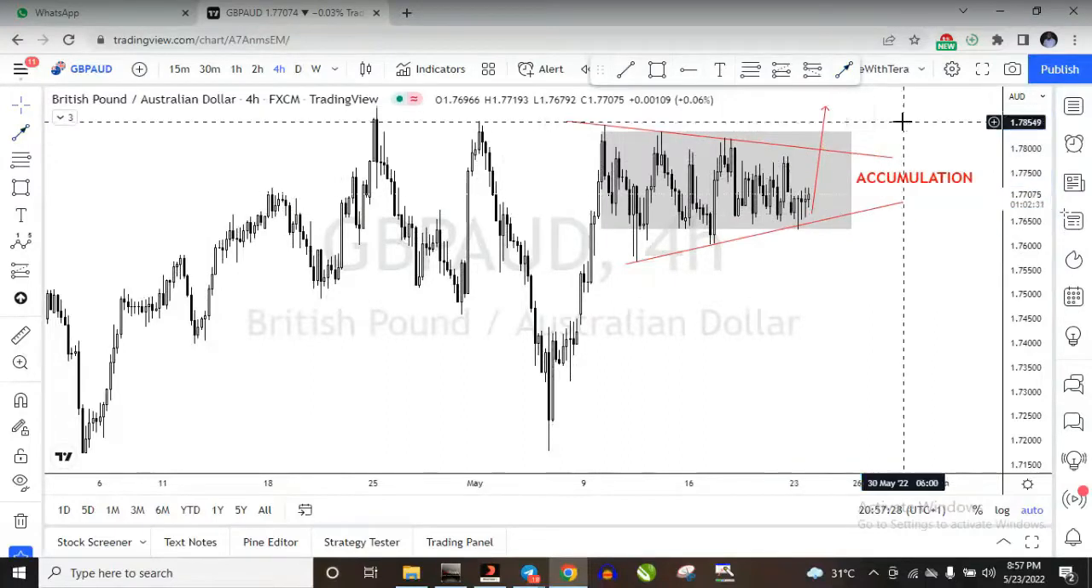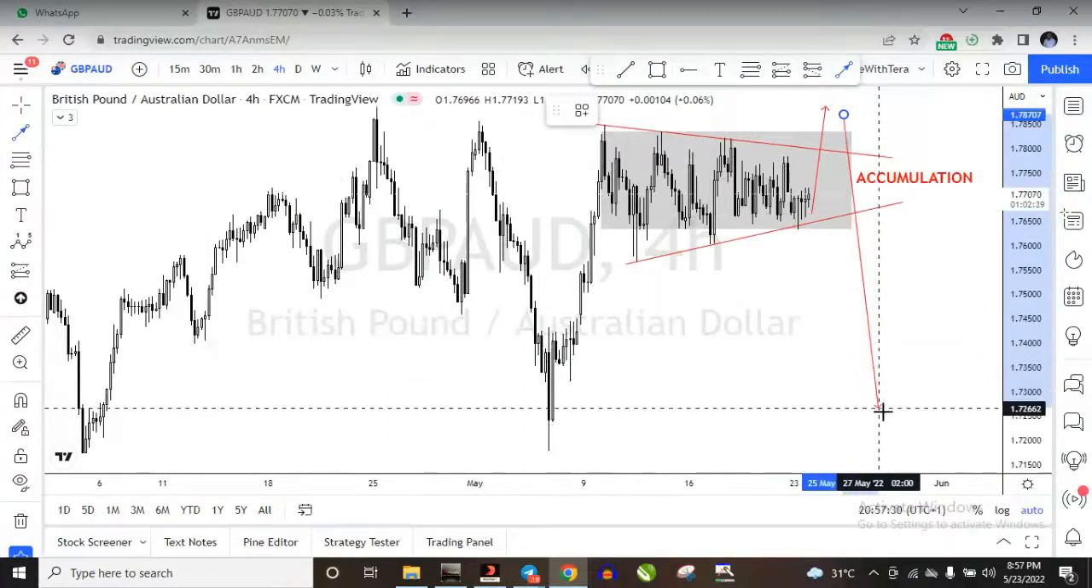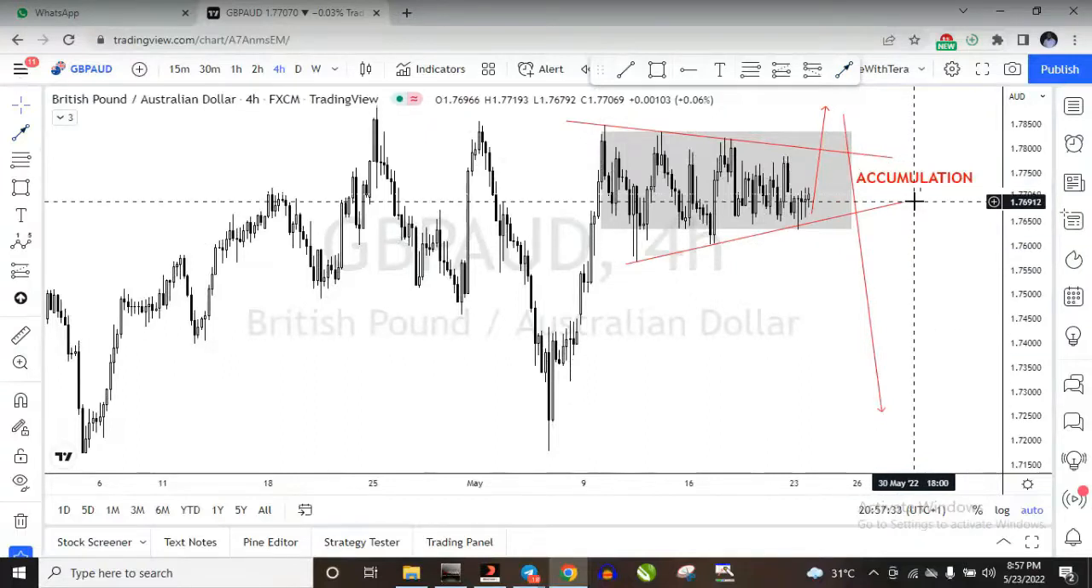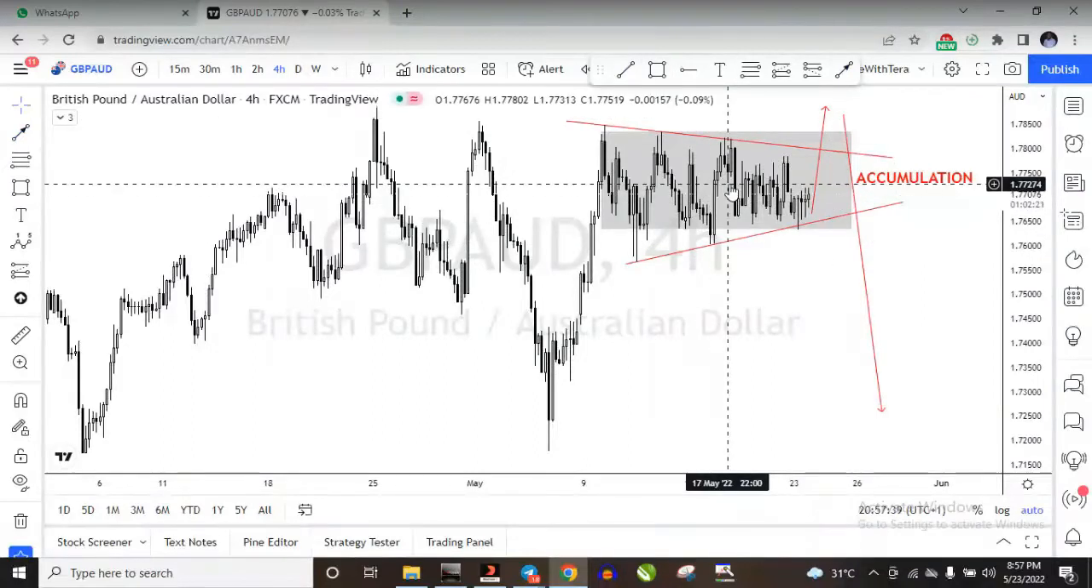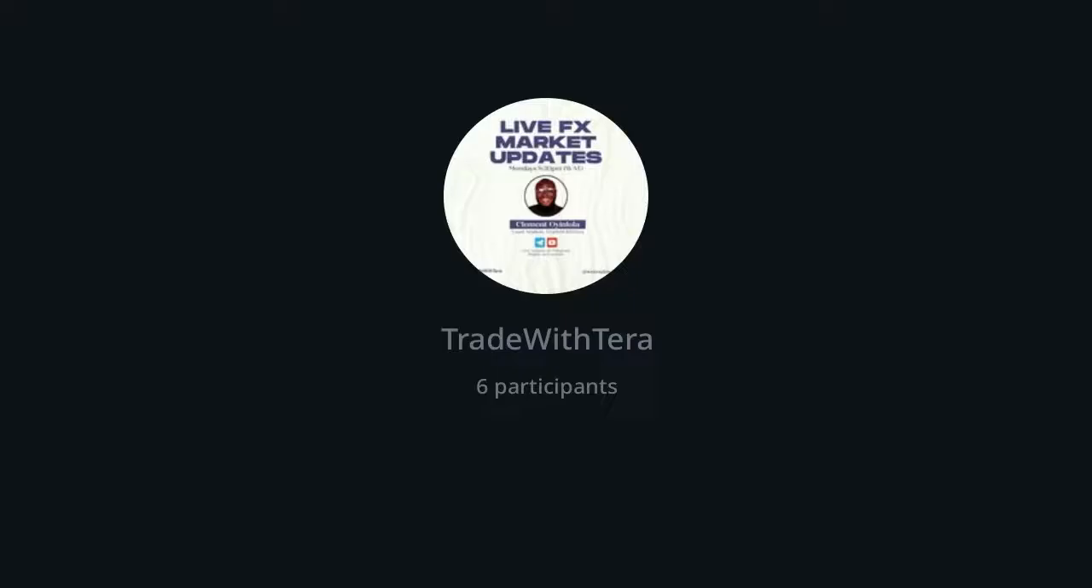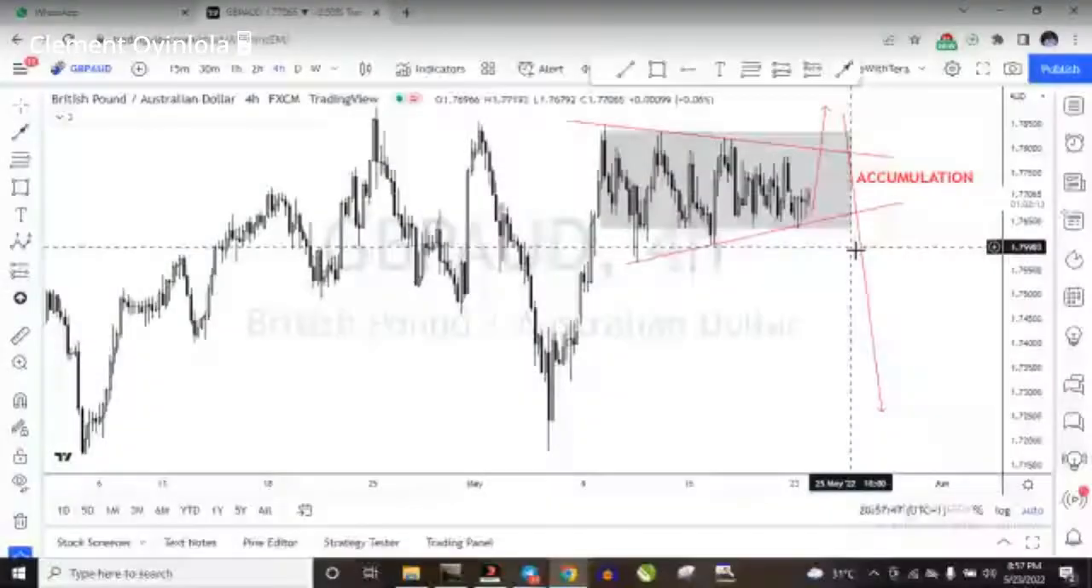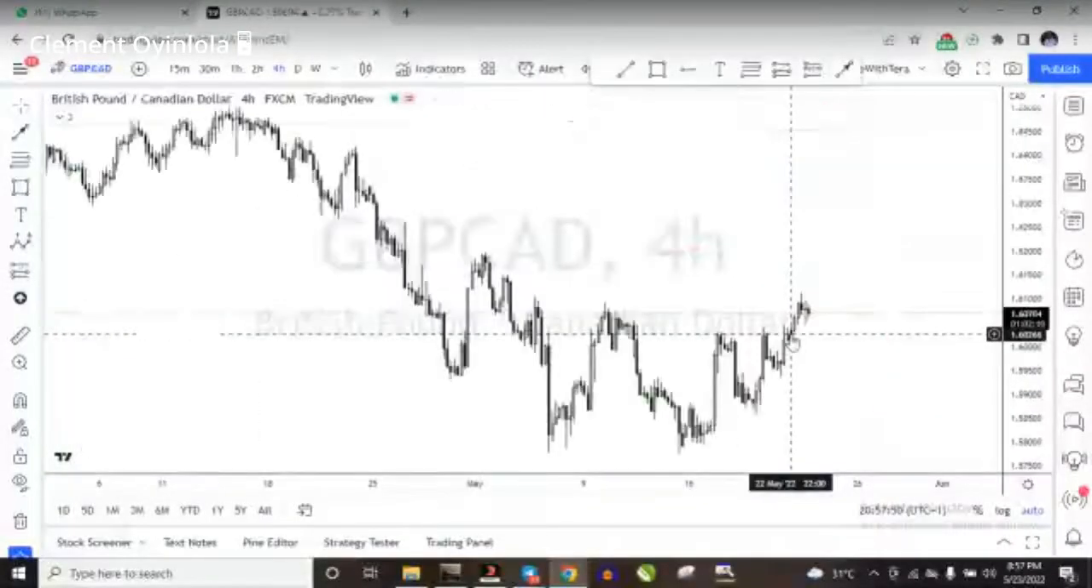Most likely this will happen: a false break will happen, and then they will sell. For now, we cannot say categorically that pound AUD is going to buy or sell until we have a false break, which is the stop-ons, and then we will know the correct direction of the market. So accumulation is still happening. Let accumulation keep going on pound AUD.